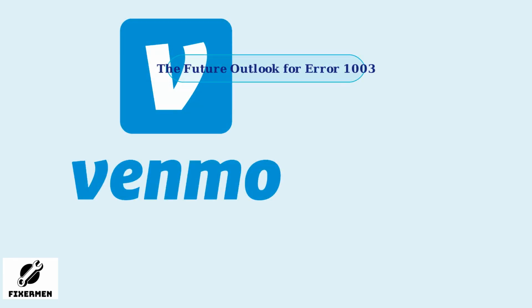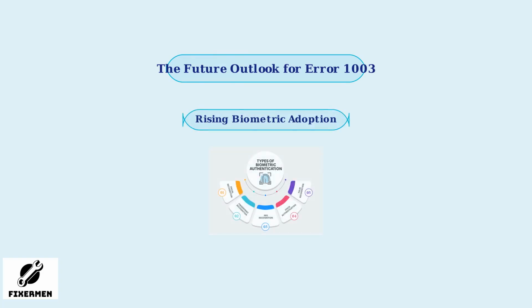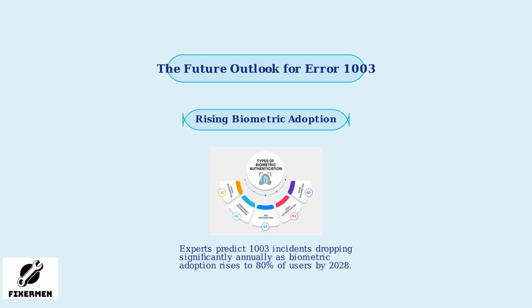Looking ahead, the future outlook for Venmo's error code 1003 points to significant improvements through technological advancements. Trends indicate fewer manual interventions as authentication processes become more automated and reliable. A major trend is the increasing adoption of biometric authentication methods. As more users switch to fingerprint recognition, facial recognition, iris scanning, voice authentication, and other biometrics, authentication failures are expected to decrease substantially. Industry forecasts suggest these error incidents could drop by 25% annually through 2030.